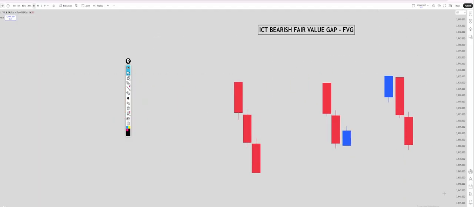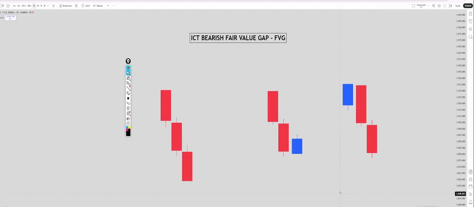The idea behind the fair value gap is the same, either it's bullish or bearish, only the price delivery changes. It is also a three candle formation, one, two, and three, where there is an unretraced area between the low of the first candlestick and the high of the third candlestick. In bullish fair value gap, we were seeing the high of the first candlestick. This is the unretraced area.